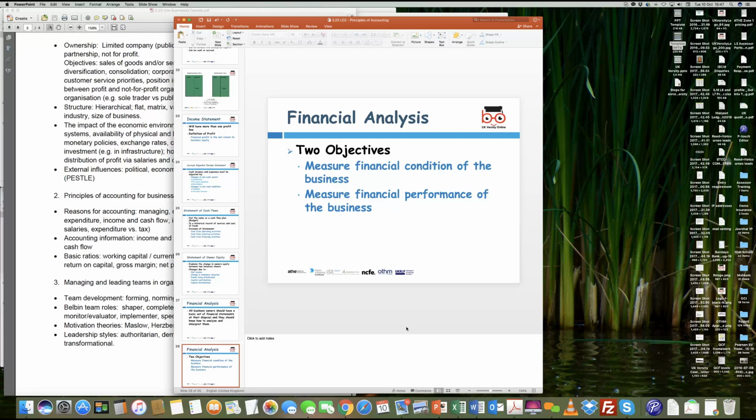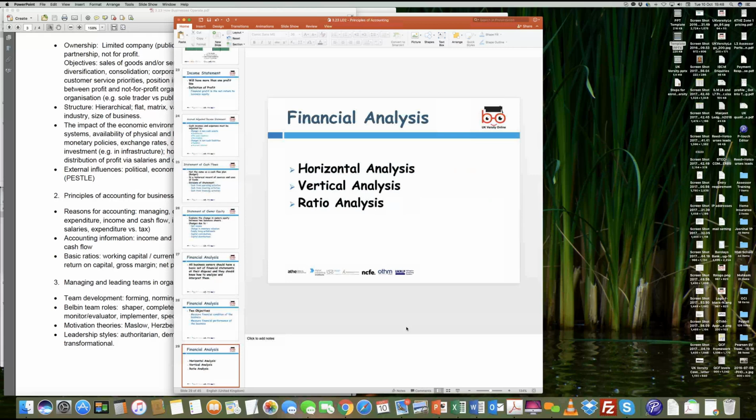Is your business increasing year on year? Are you more profitable year on year? Are you making more money year on year? And this can all be done using analysis. We have lots of financial analysis tools, and there are three different types that we look at. One is horizontal, the other is vertical, and the third one is ratio.